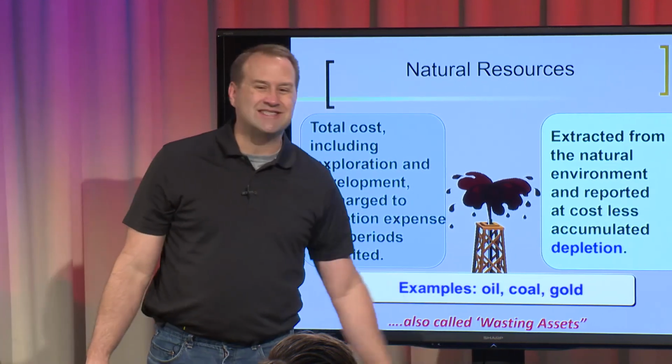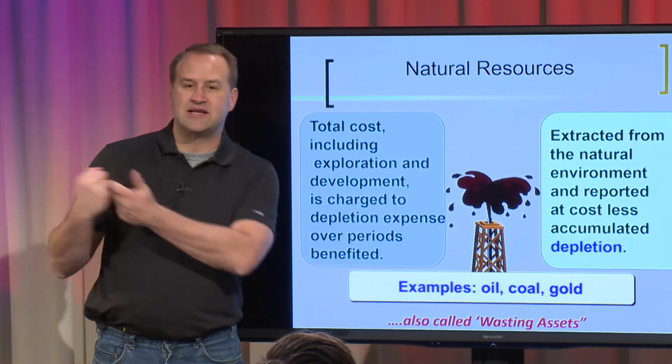Sometimes we call these wasting assets because you're taking something from them. Does this make sense? Let's look at an example. Now, usually what we're going to use when we deplete these assets is a units of production methodology because it makes so much sense, okay?